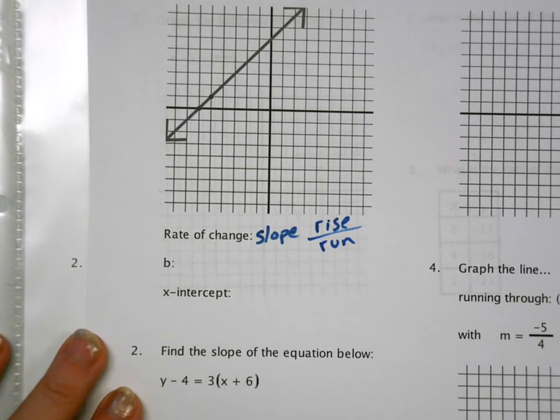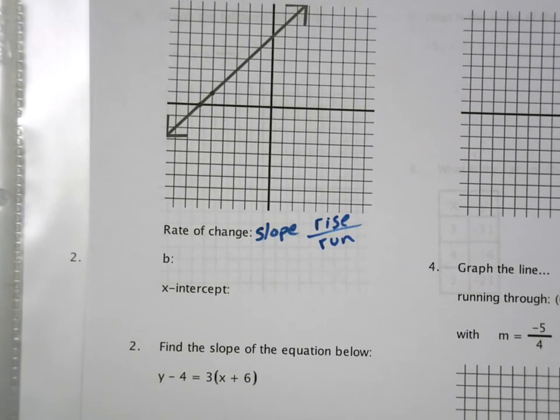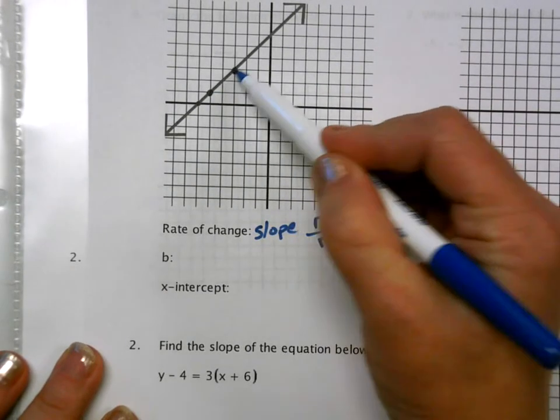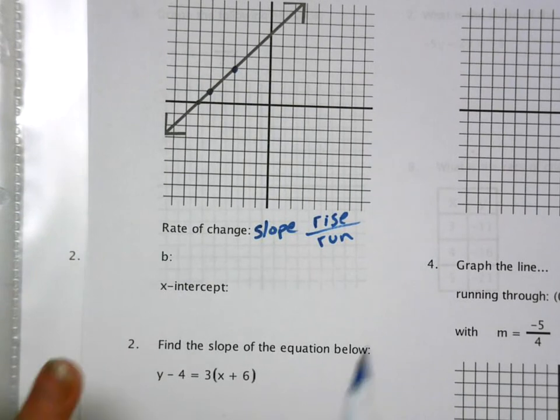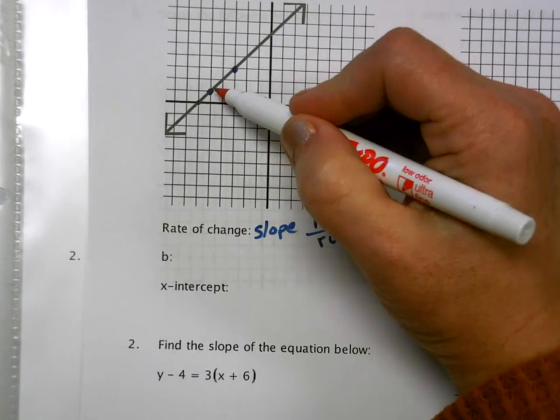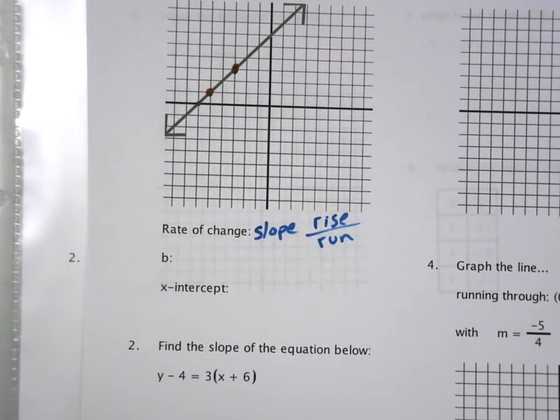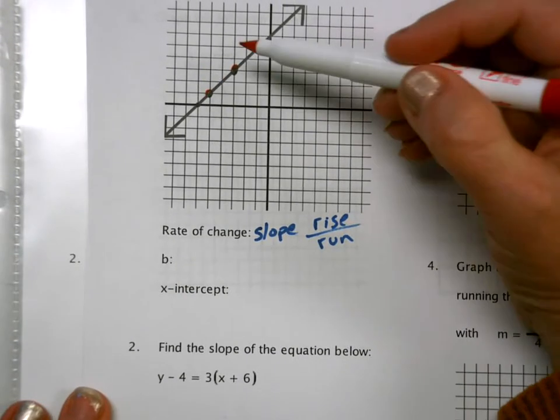So which points do I pick to count my rise over run? It does not matter which points you pick. The only criteria is that they have to go through a nice even grid point. If they don't, then it makes it hard for you to be exact, right? So they all have different rate of changes? Nope. The rate of change will be the exact same no matter which points you pick. So let me show you.